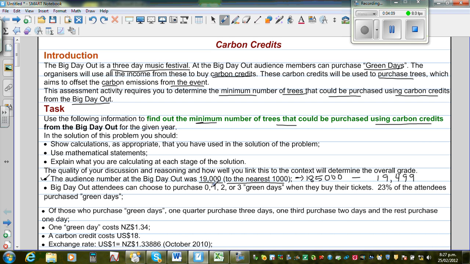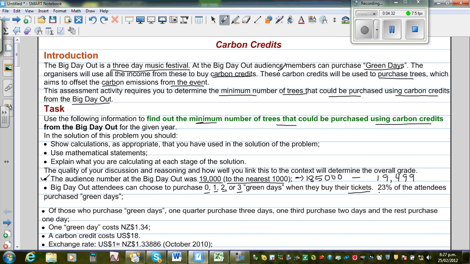Big Day Out attendees can choose to purchase 0, 1, 2, or 3 green days. 0 means the people who don't buy any green days, then 1, 2, and 3. When they buy the ticket, they have the option either to buy no green days, or 1 green day, or 2 green days, or 3 green days.